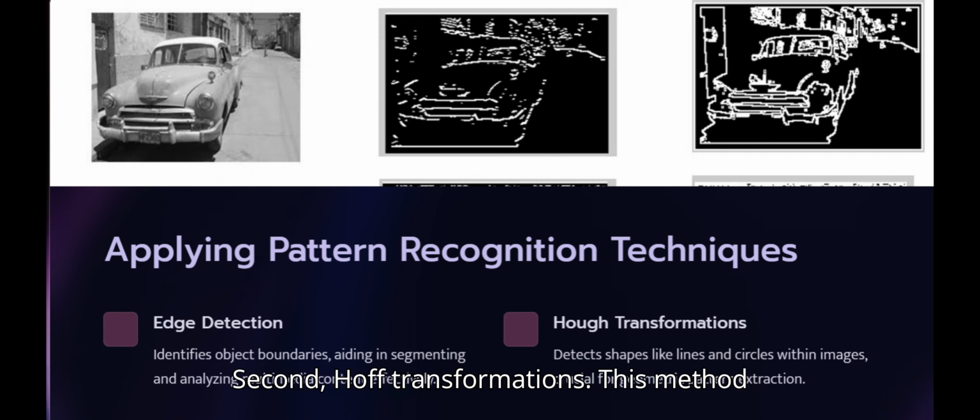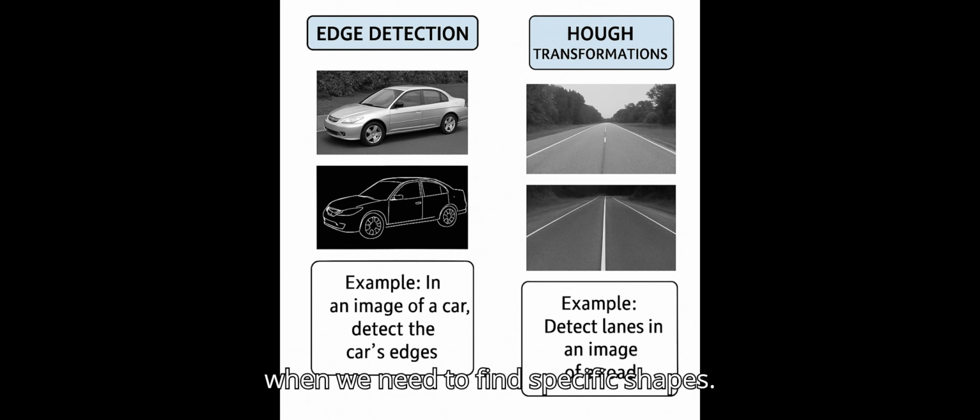Two, Hough transformations. This method detects geometric shapes like lines and circles in an image. It's very useful when we need to find specific shapes. Example: if you're trying to identify road lanes in a driving video, Hough transformation can find the lines on the road, even if they are faint or partially covered. These techniques allow machines to recognize objects and patterns in multimedia files, which is crucial for applications like image search, self-driving cars, or medical imaging.